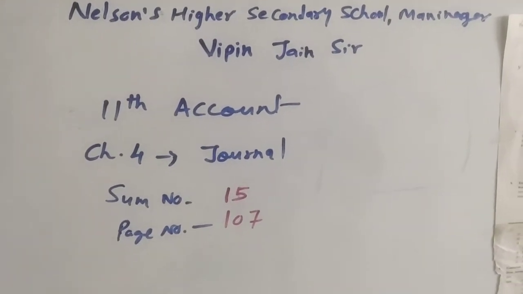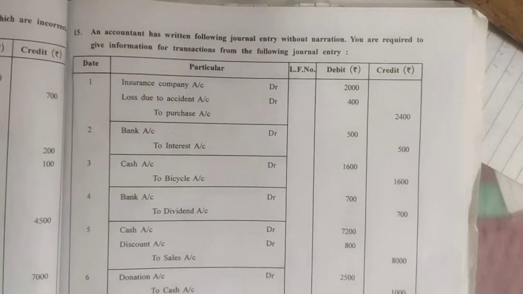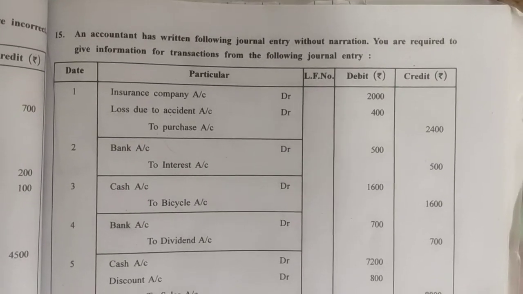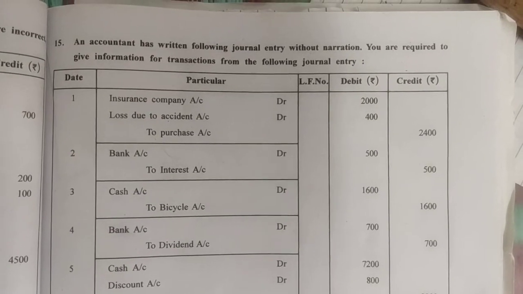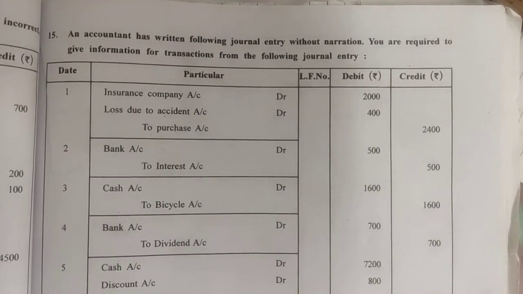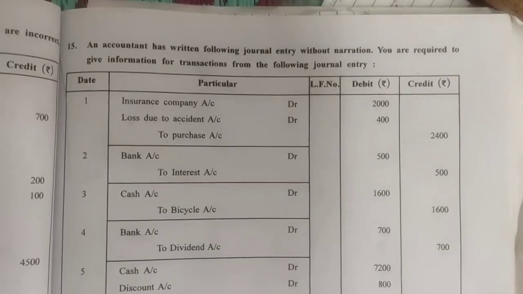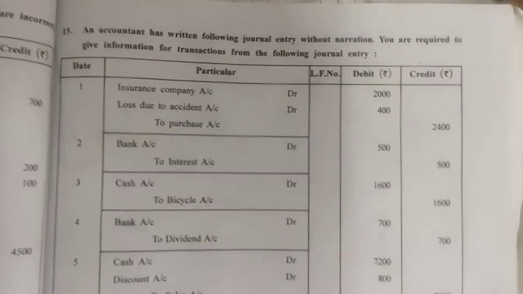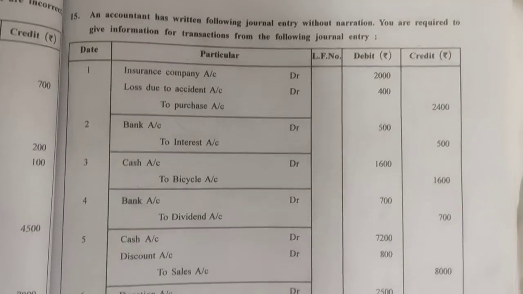So let us have a look at the sum. An accountant has written the following journal entry without narration. You are required to give information for the transaction from the following journal entry. You are required to give information, that means they want us to give the narration for the transaction from the following journal entry.